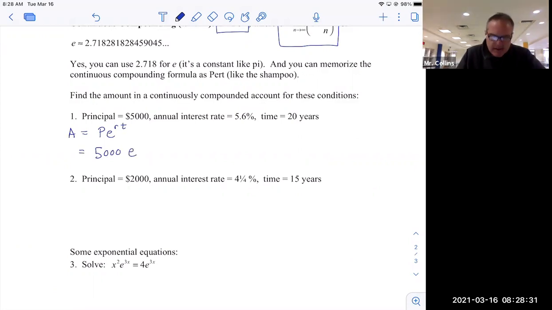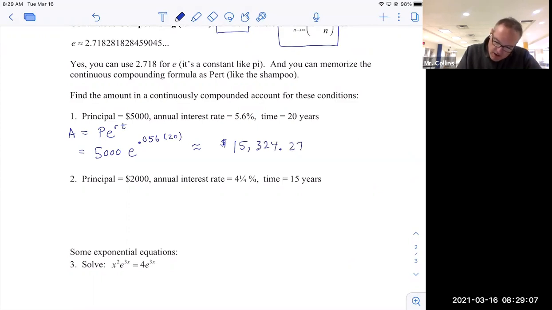e, and you don't bother writing 2.7. It is the number 2.718, but e is built into your calculator or any computer calculator as well. The interest rate, 5.6%. Don't forget, you have to change it to a decimal, otherwise you'll be off by millions of dollars. And the time is 20 years. If you jam all this in your calculator, again, pause if you want to try this, you get over $15,000, 15,324.27.